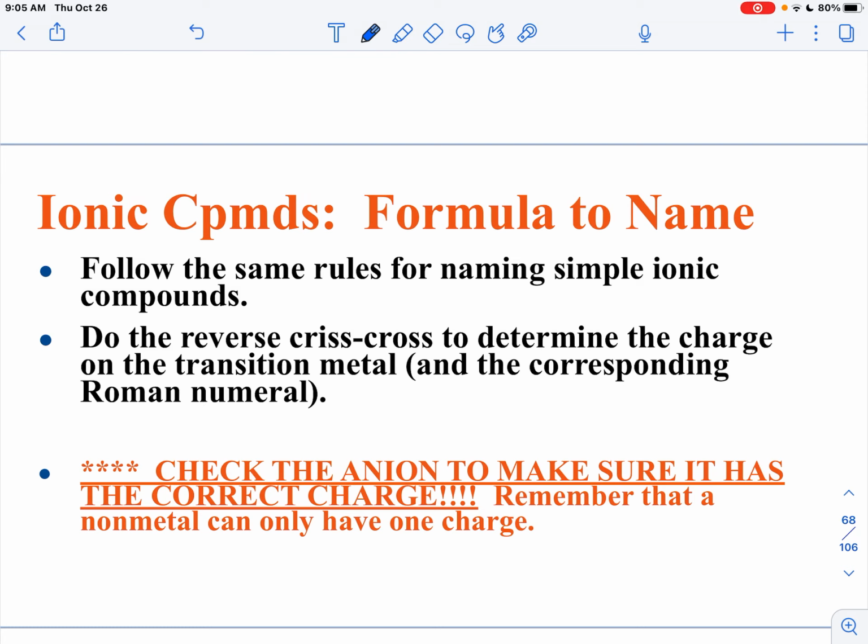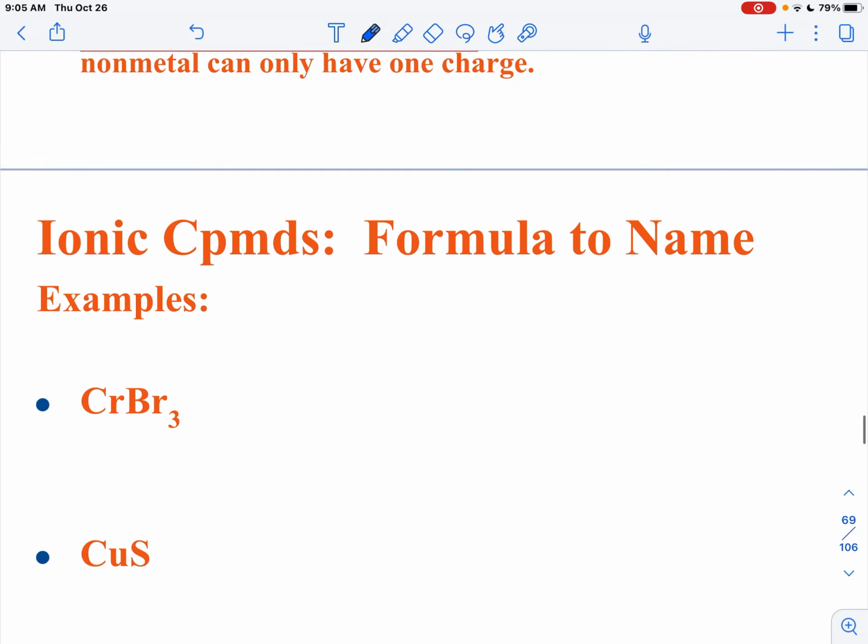So to check, I do something I call the reverse crisscross. In order to check the Roman numeral, you do the reverse crisscross and check the charge on the nonmetal, or the anion, because the nonmetals can only have one charge, so you have to make sure it has the right charge. Let me show you what I mean.